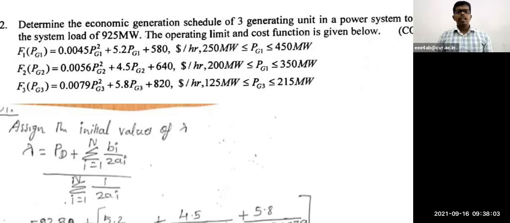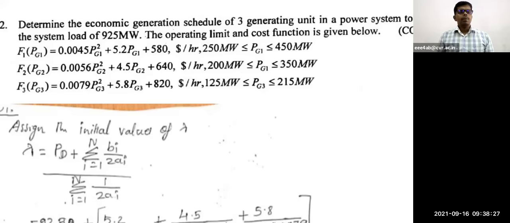Next, the minimum and maximum operating limits for the first generating unit is 250 megawatt less than or equal to PG1 less than or equal to 450 megawatt. That means whatever the power generated from the first generating unit should be within this limit, that is 250 megawatt to 450 megawatt.